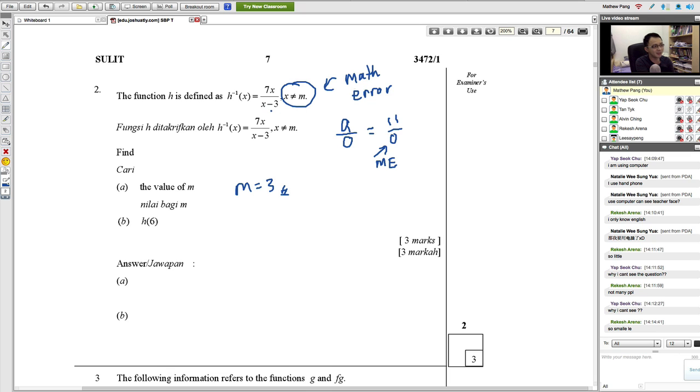So that means my x cannot equal to 3. Correct or not? If x equals to 3, you will get math error, because 3 minus 3, you will get 0 here. So that means x cannot equal to 3. So he asks you what is m? M will equal to 3.